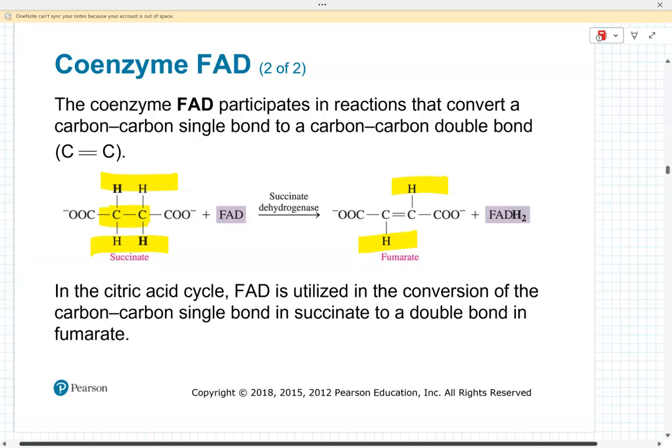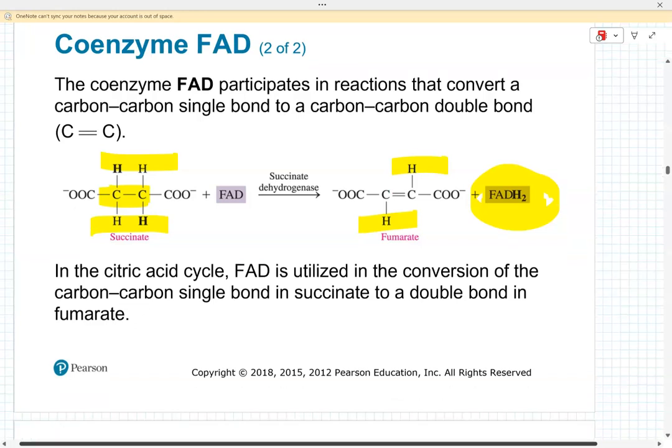So we lost 2 hydrogens. The loss of 2 hydrogens is oxidation. Succinate was oxidized and produced fumarate. Okay? Those hydrogens got accepted by FAD together with electrons. Any questions right now? All right.